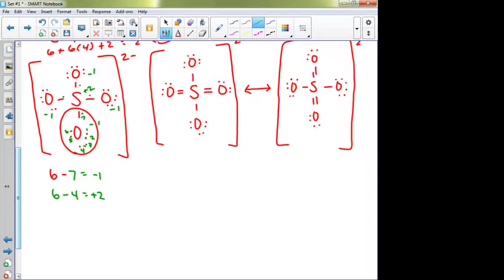Okay. So here's one of them. Here's the first one. So now we've only got to do one of the resonance structures because they're the same, right? So we're just going to do this first one. So do we already know the charge on the single bonded oxygens? Yes, we've already did those in the other one, so we know both of those are -1.